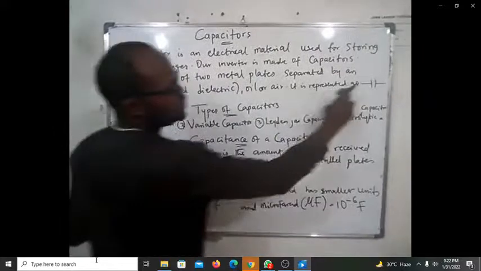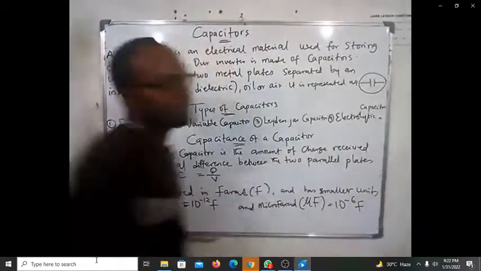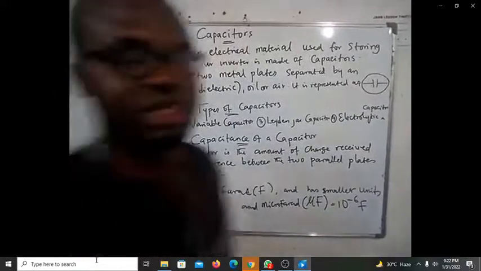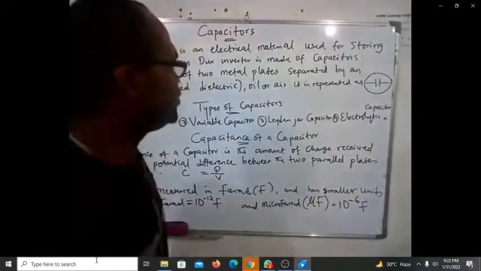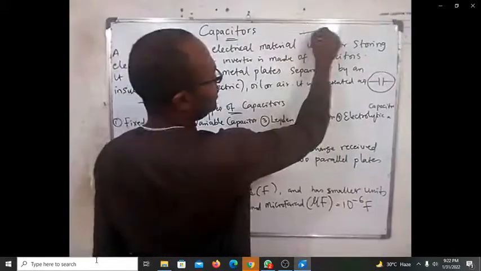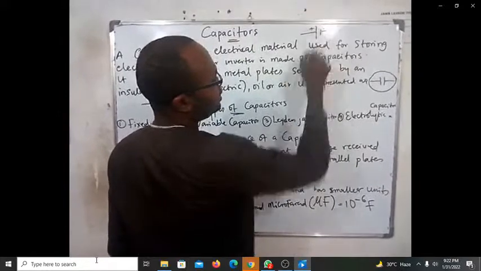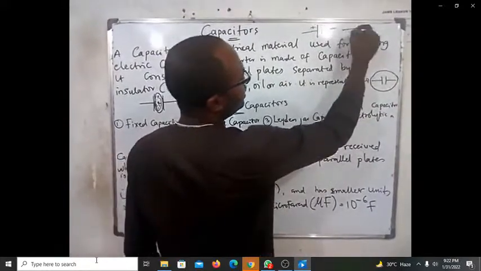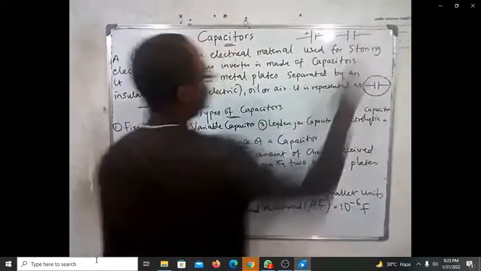And a capacitor is represented using this symbol. When you're drawing an electric circuit, you make sure that you represent a capacitor with this symbol. If you are representing a cell, it will be like this: this is the positive terminal and the negative. But for a capacitor, the two vertical lines are equal.